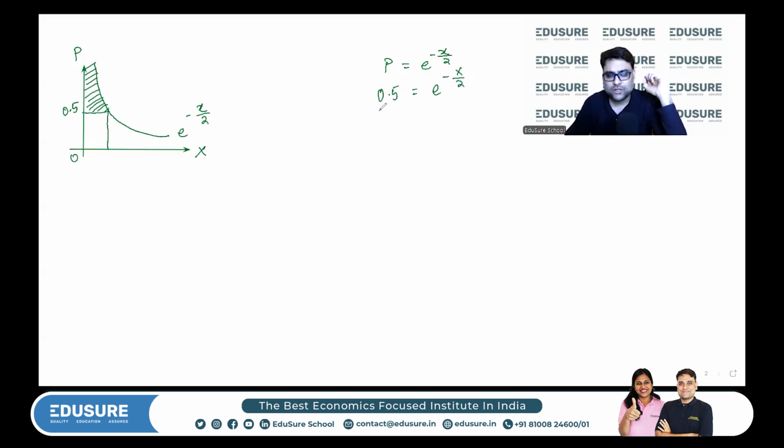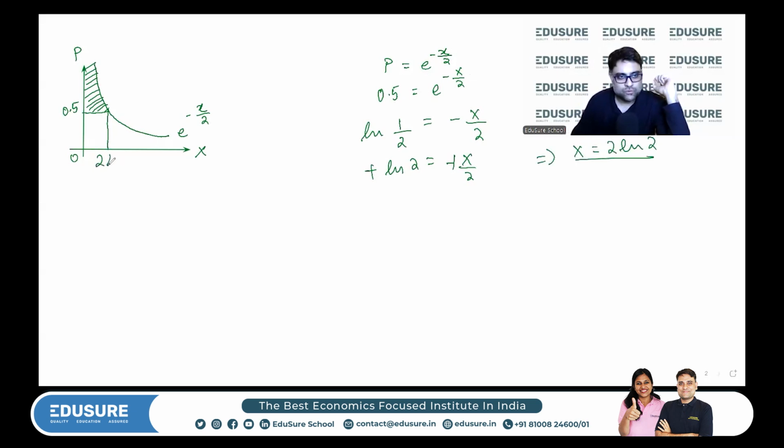0.5 is basically half. So if I take log both sides, log half is equal to minus X by 2. So log half is basically minus ln 2 is equal to minus X by 2, so X is equal to 2 ln 2. So this is 2 ln 2. Now how do we find this area?